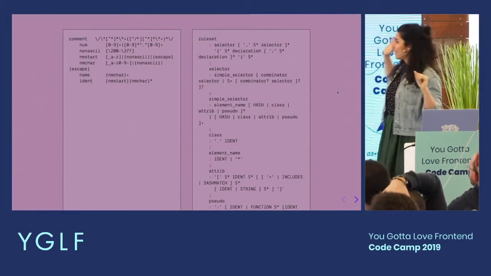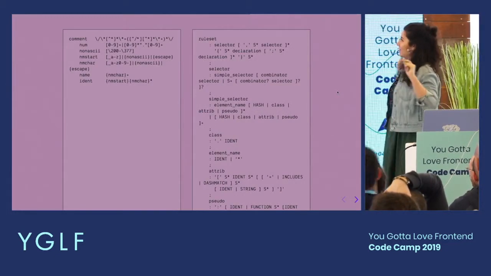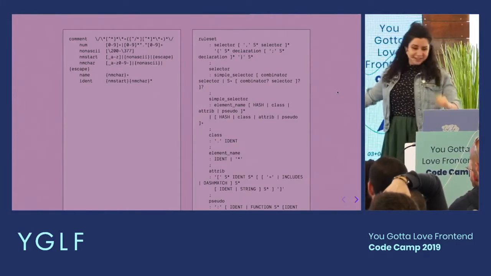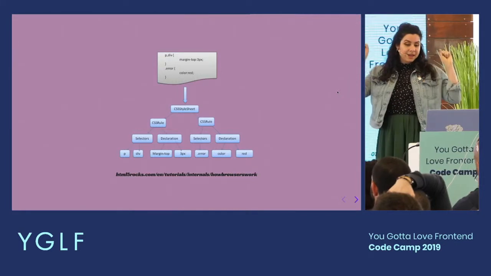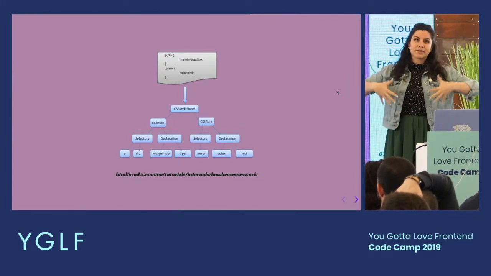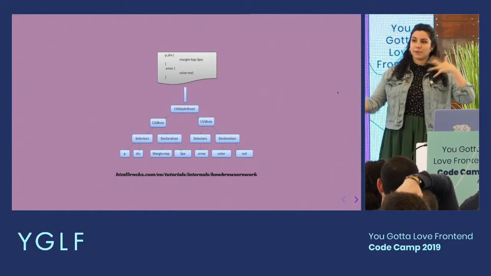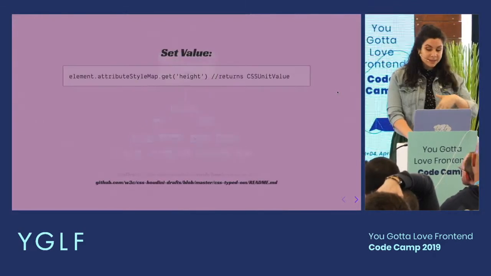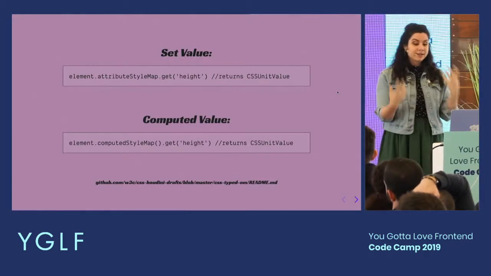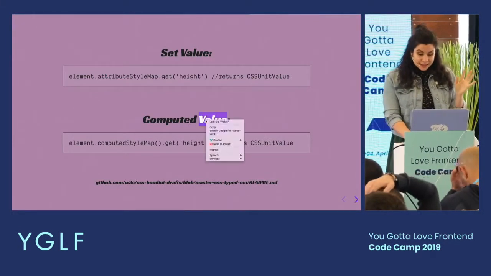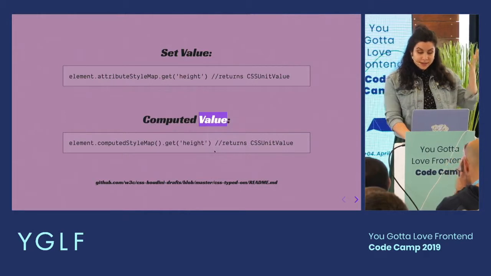Right now, this is sort of how the browser reads CSS. It looks for rule sets, declarations, it looks for specific key values, and it just reads it all as strings. So that's kind of why that interpolation wasn't working before. But with a typed object model, you can get the set value or computed value, and it returns a CSS unit value. So I think this is a little bit easier to show than tell.